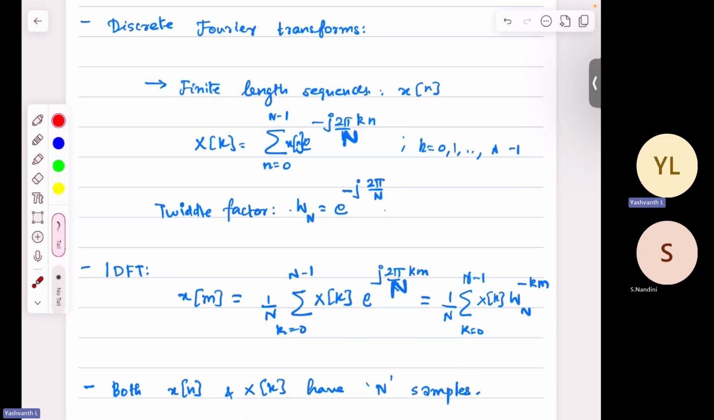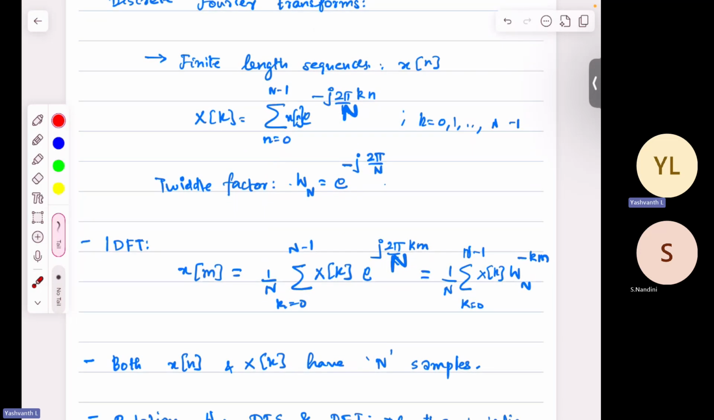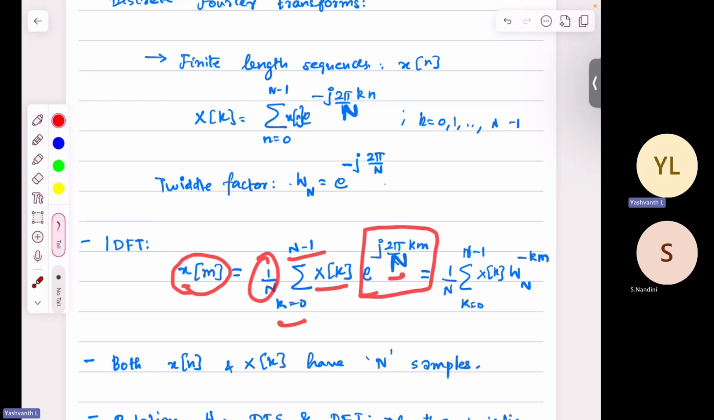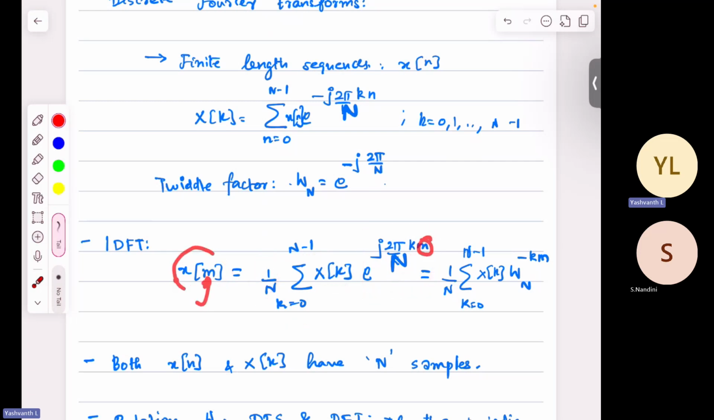Then the natural question is, what is the inverse discrete Fourier transform? That is, if you have knowledge of the discrete Fourier transform, how will you recover your discrete time domain signal? That is given by x of m equals 1 by N summation k equal to 0 to N minus 1 of X of k e power j 2 pi by N into k m, where m is the index of the time at which you want the inverse discrete Fourier transform, and k is the frequency domain variable over which you are summing.